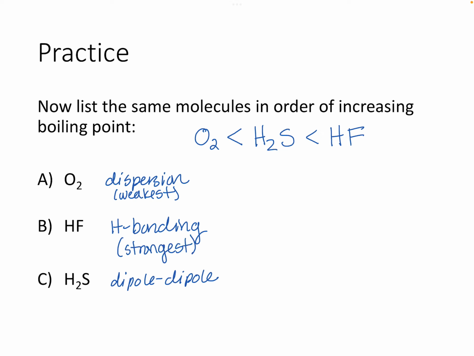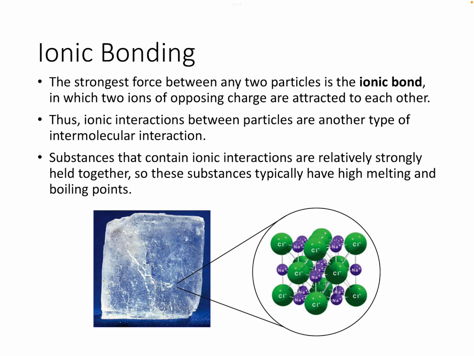Okay. Now, the last type of intermolecular force is ionic bonding. So we talked a lot about ionic bonding in chapter 3, and we saw that ionic bonding occurs between two ions of opposing charge, so a positive ion and a negative ion. So ionic interactions can be considered another type of intermolecular interaction.